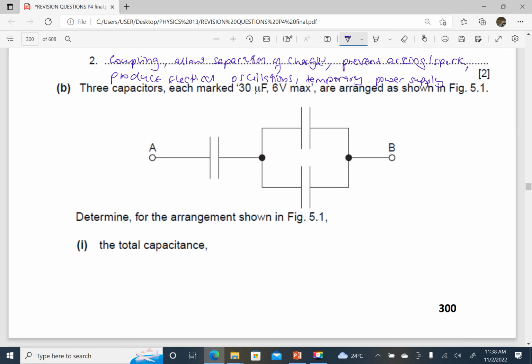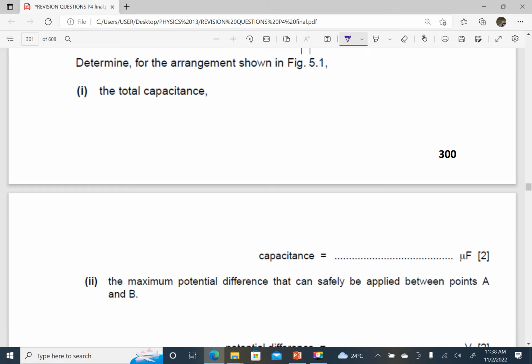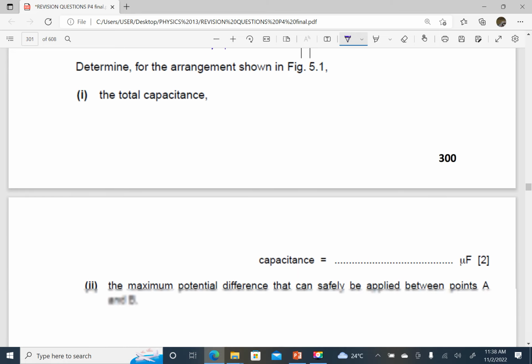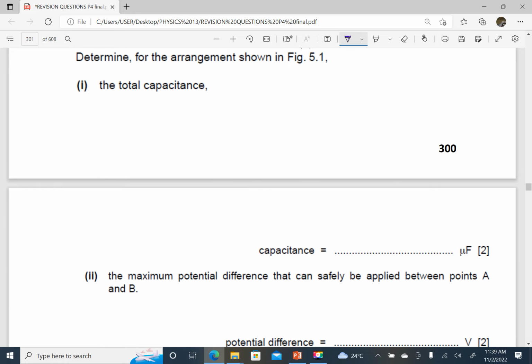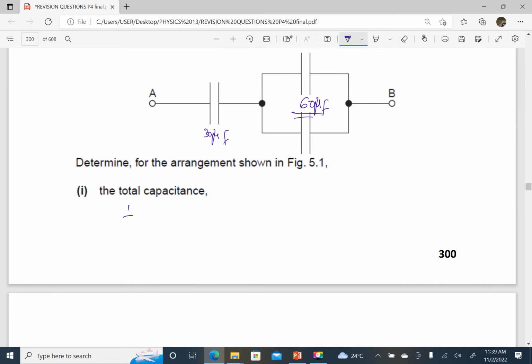So each of them is 30 microfarads. These ones in parallel, we shall add them, 30 plus 30, that is 60 microfarads. It is now in series with another 30 microfarads. Since there are only two, we can use product over sum. In series, we use reciprocals: 1 over C total is going to be 1 over 30 plus 1 over 60.